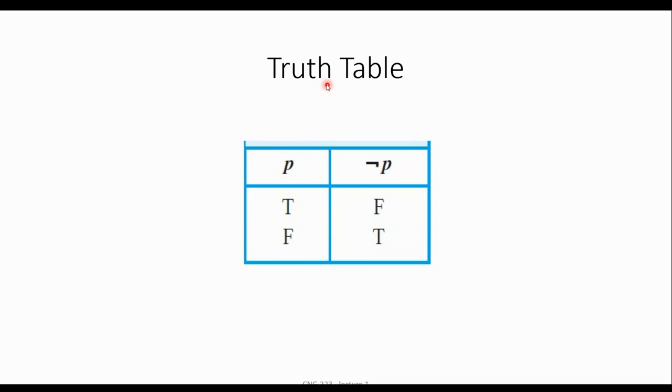All right, so this is a truth table. It shows that, for example, for P, we have two different options. Either this is true or false. And negation, we can show it like, if this is true, this one is false. If this one, P, is false, then this one is true.